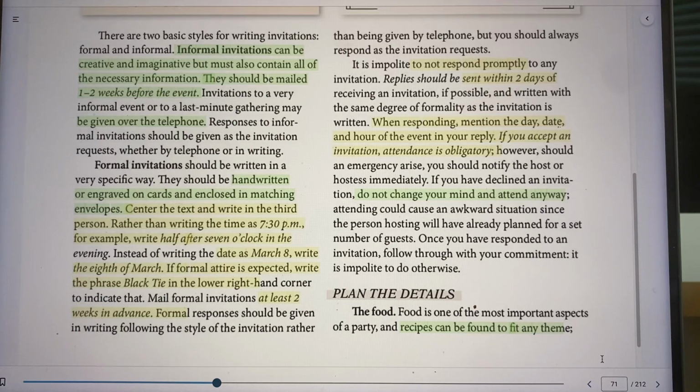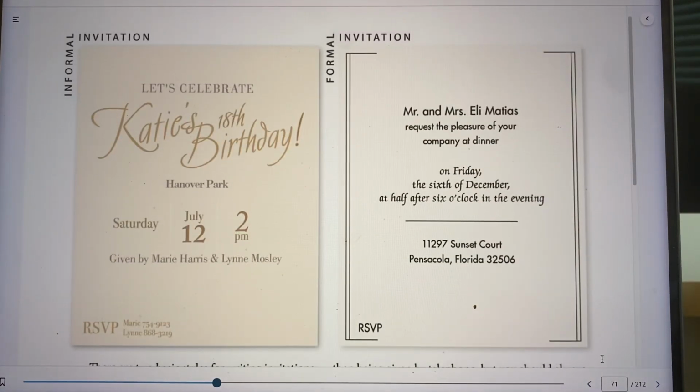Formal invitations, though, should be written in a very specific way. They should be handwritten or engraved on cards and enclosed in matching envelopes. Center the text and write in the third person. And rather than writing the time as 7:30, for example, it'll be half after 7 o'clock. Instead of writing the date as March 8th, you'll write the 8th of March, just like I showed in this invitation right here. So that's very formal.